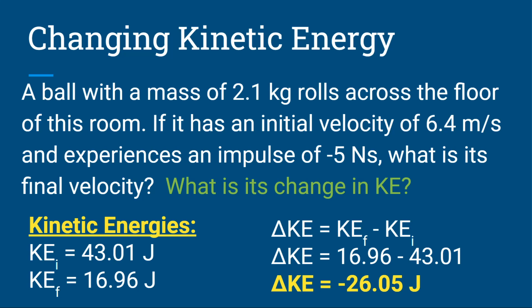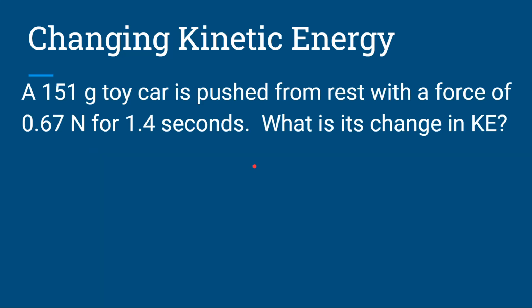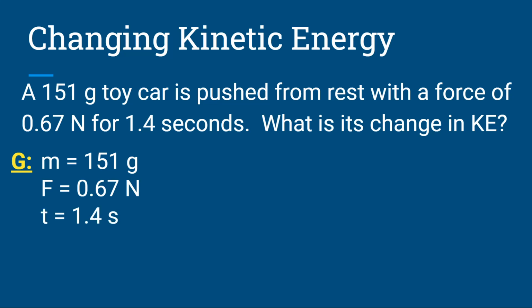All right, so this one, we had to use stuff from last unit. We had an impulse. This one, a little bit different. It says a 151 gram toy car is pushed from rest with a force of 0.67 newtons for 1.4 seconds. What is its change in KE? Okay, so I've labeled some information. I guess I could have also labeled my initial velocity of 0. I didn't put that up there, but I could have. Okay, and I'm looking for change in KE.